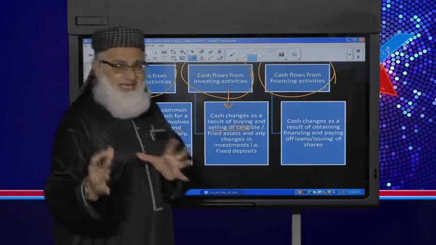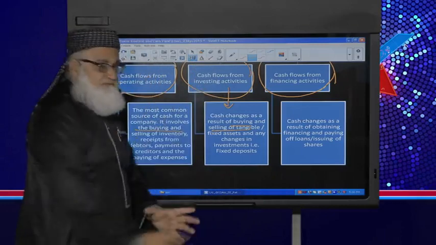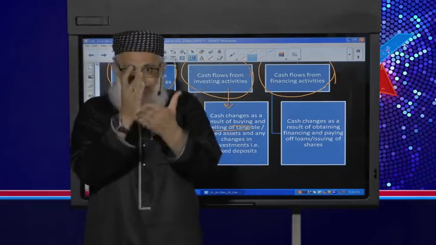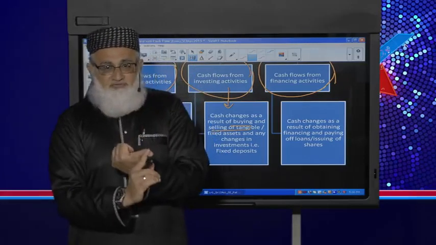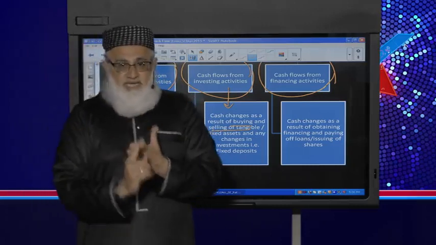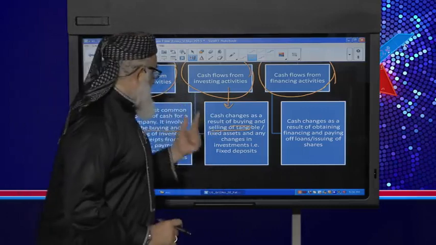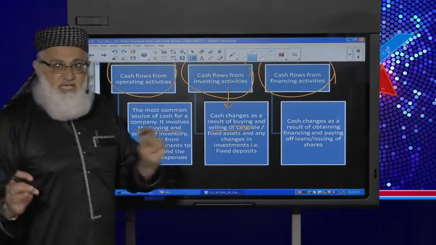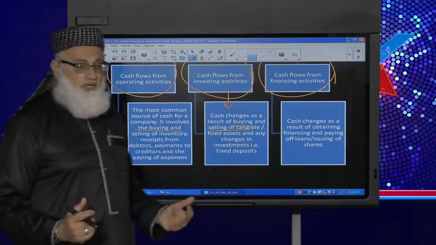So guys, clearly, when we're talking investing, we are structured. That's all that we look at. Buying of tangible assets, purchase of tangible assets, the sale of tangible assets, and we're looking at the investments either being placed or matured. Right.